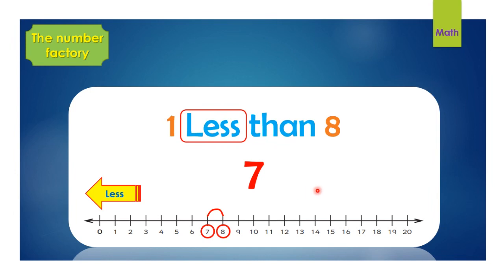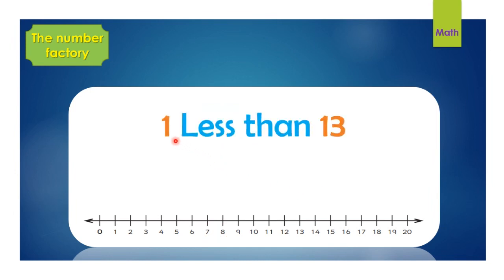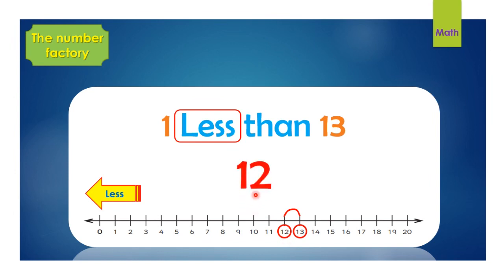Excellent. Let's take another one. What if I have here 1 less than 13? The same steps. Where is 13 on the number line? Here. Okay, and he said here less. So, is it moving forward or backward? Yeah, it's moving backward. Okay, let's move backward. How many steps? 1. Okay, let's jump 1. What's the number here? 12. So 12 is 1 less than 13.